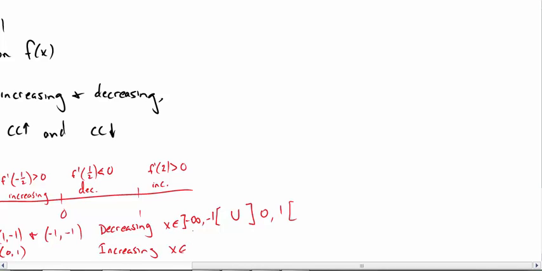X is an element of, what do we have here? The open interval from negative 1 to 0. Remember, you could use parentheses for this also. Union with one to infinity. Okay, cool. So what does this mean?